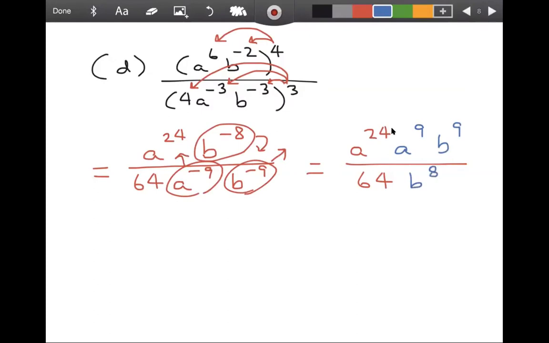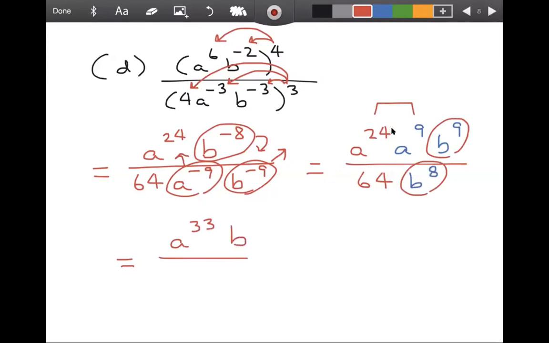All right, so we can clean that up just a little bit more. Using the product rule, we can put these two together. A to the power 24 plus 9 is 33. And then using the quotient rule, b to the 9th divided by b to the 8th is b to the power 9 minus 8, which is 1. So final answer is a to the 33 times b over 64.